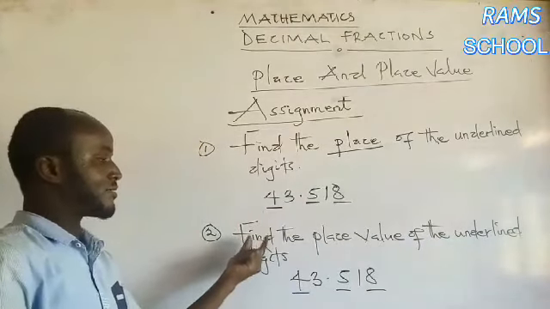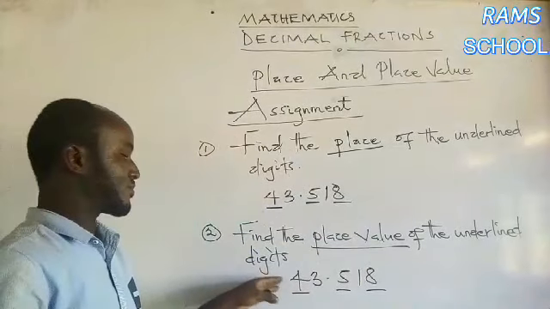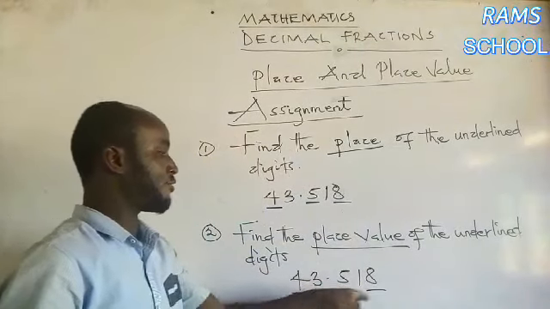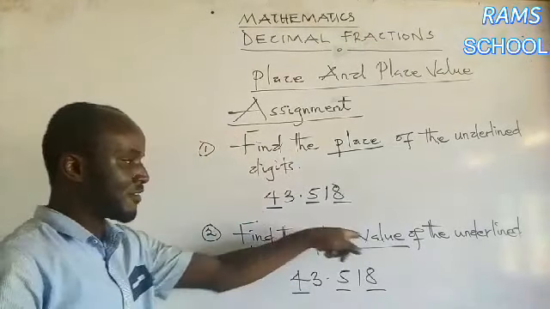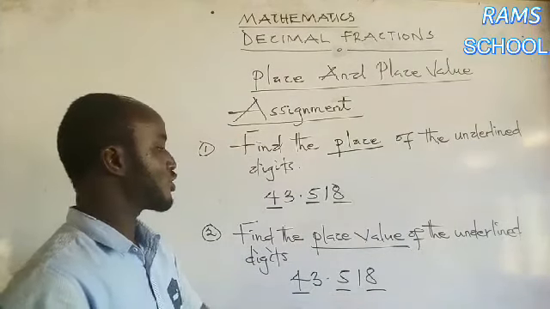And the second question is, find the place value of the underlined digits. So 43.518. This time around, the place value of 4, the place value of 5, and the place value of 8.